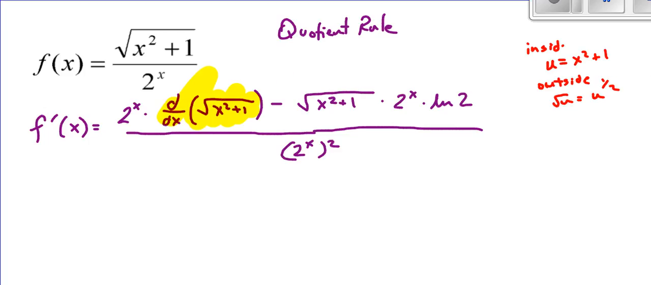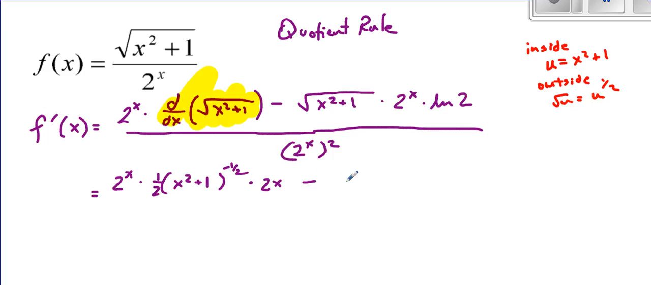All right, so I think we're ready to take that derivative. So here we go. We have the 2 to the x already there. Okay, the outside is u to the 1/2, so we're going to get 1/2 u to the negative 1/2. Of course, our u is just what's inside here, x squared plus 1, times the derivative of the inside. Our inside was x squared plus 1, so that's 2x.